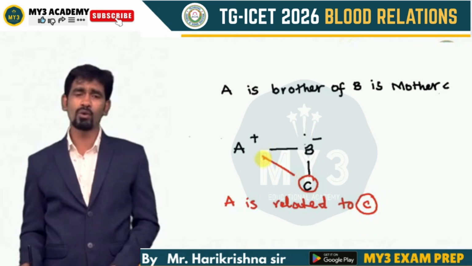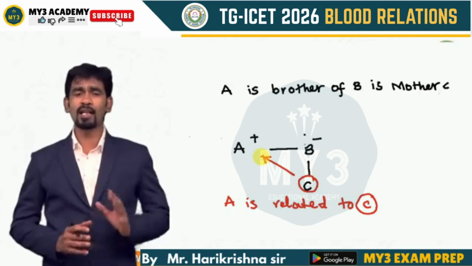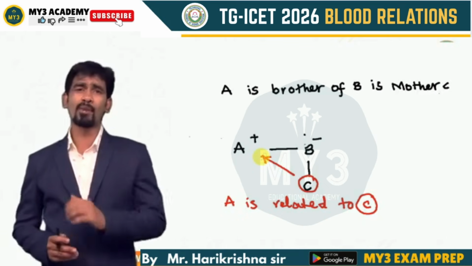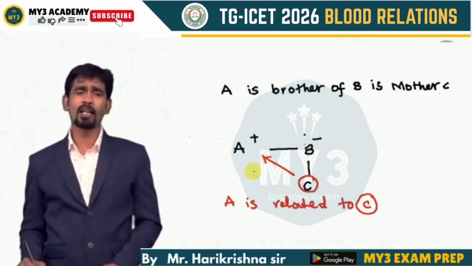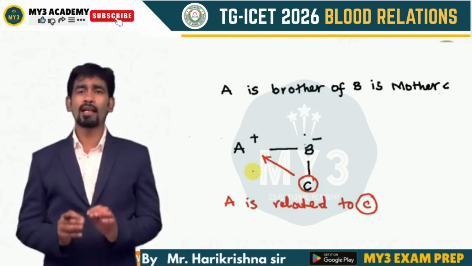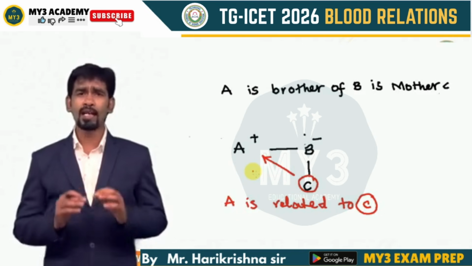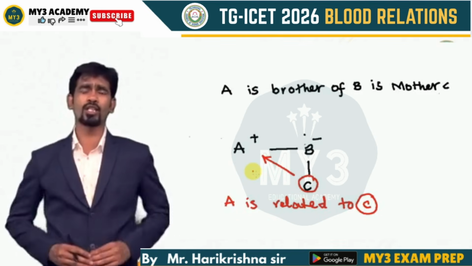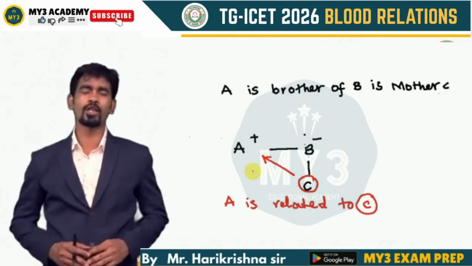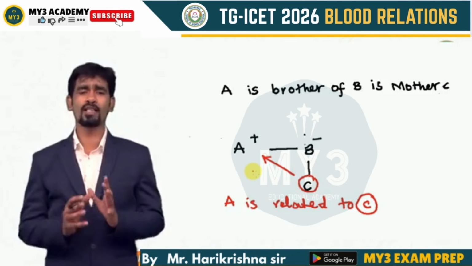So from C to A, I am moving up by one generation gap, and I am very clear that A is a brother of my mother. Brother of my mother means I can definitely say A is going to act like a maternal uncle. Anything which is coming as a mother side relation, I am going to take it as a maternal uncle. Any relations which are coming from father side, you are going to take it as paternal relations. So here A is going to be a maternal uncle for C.